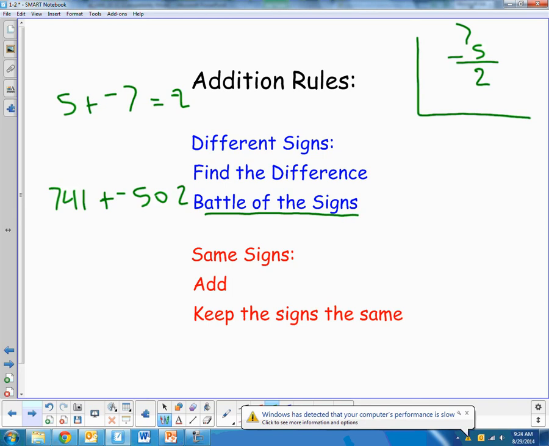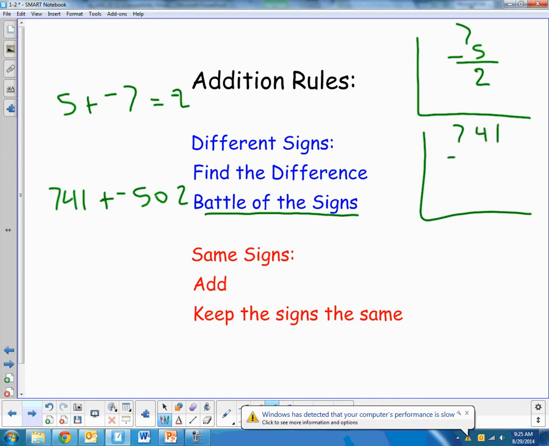741 plus negative 502. Again, different signs, positive and negative. And so I'm going to do a little bit of scratch work over here. I'm going to find the difference. Different signs, find the difference. Different, difference, different, difference. That should start to get annoying after a while, but it'll stick in your head. So we're going to find the difference if they have different signs.